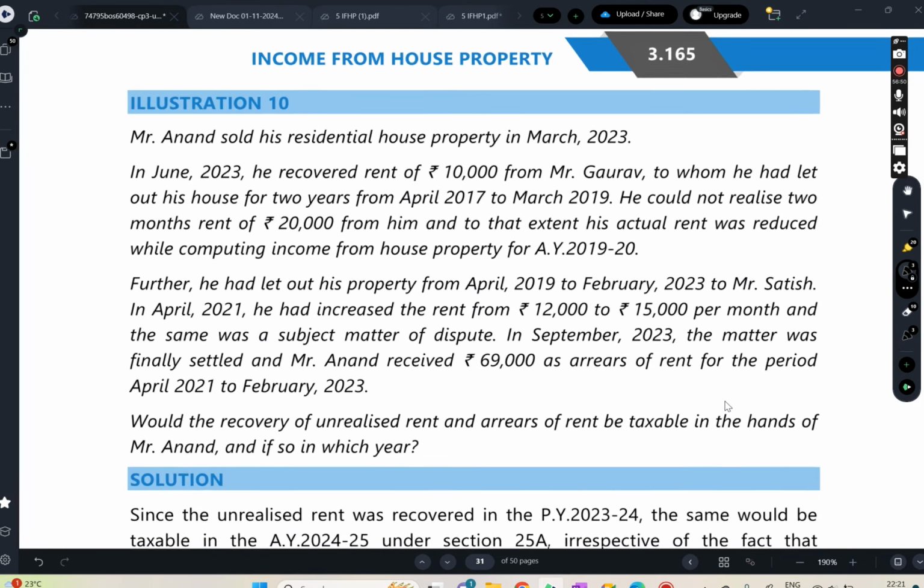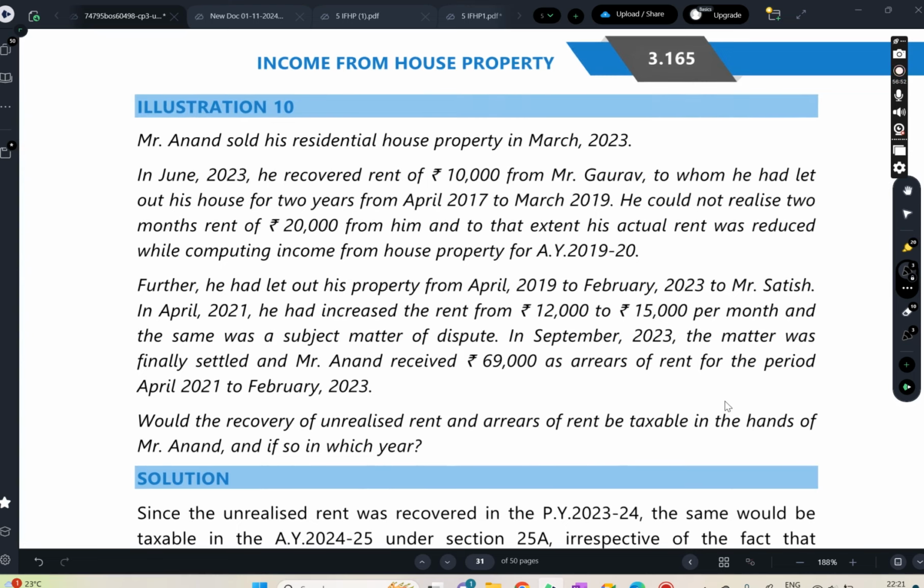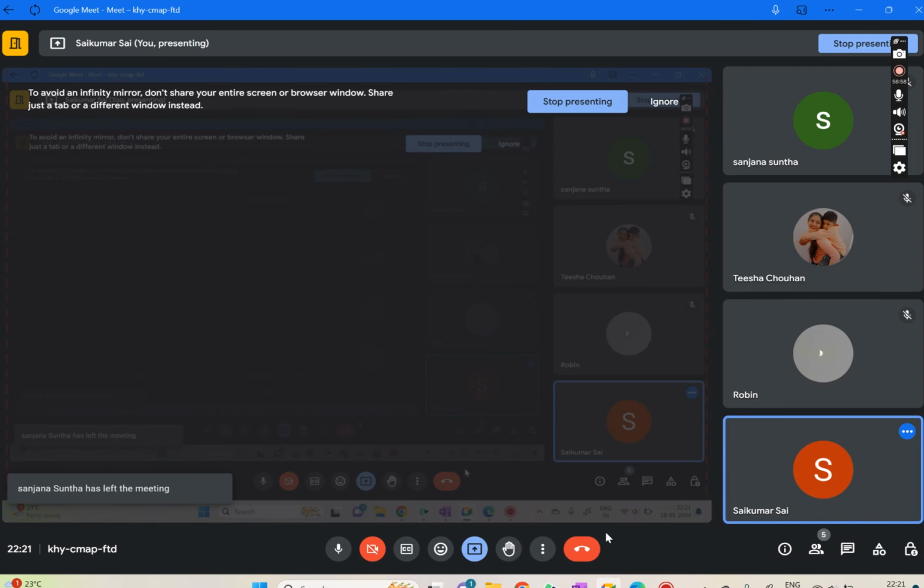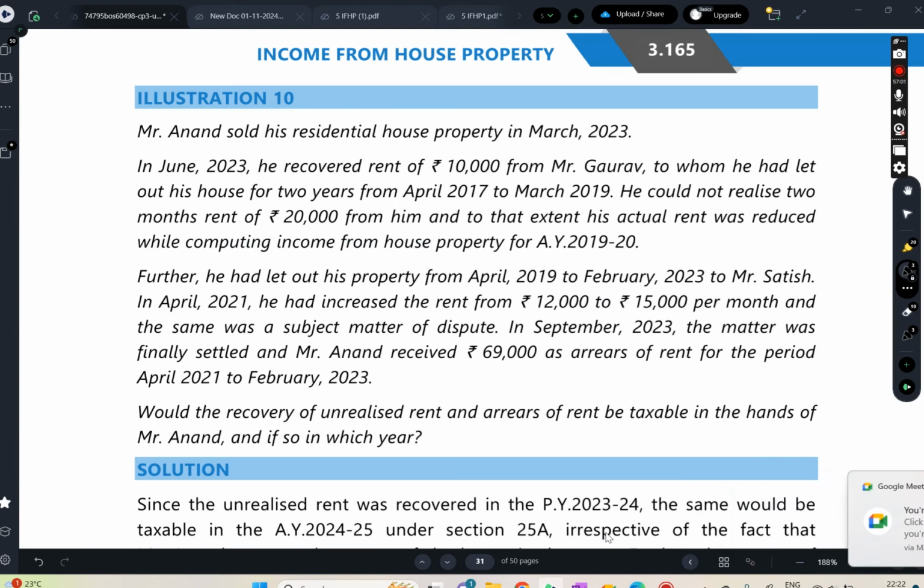So the same thing here also, in the question itself they have discussed it. Let's see this. Everybody still there or left already? Okay. No, no, sir.